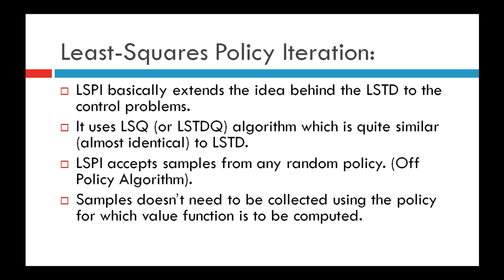Least square policy iteration, or LSPI, basically extends the idea behind the LSTD to control problems. LSTD can be applied to the prediction problems, and the LSTD algorithm has several problems. It needs a new set of samples for each new policy, whereas the LSPI algorithm circumvents this problem, and we will see it later in this presentation. So LSPI basically extends the idea behind the LSTD algorithm to the control problems.